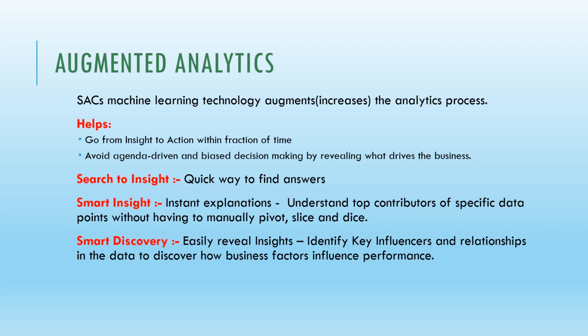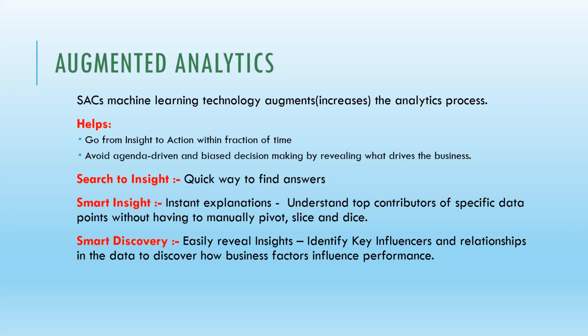There are three main functionalities provided, which are search to insight, smart insight, and smart discovery. Search to insight can quickly find a way to answers. That means the user can type some questions in English, and the system will provide answers effectively within a fraction of time. Then smart insights can give instant explanations, where it can understand top contributors for specific data points without having to manually pivot or slice and dice.